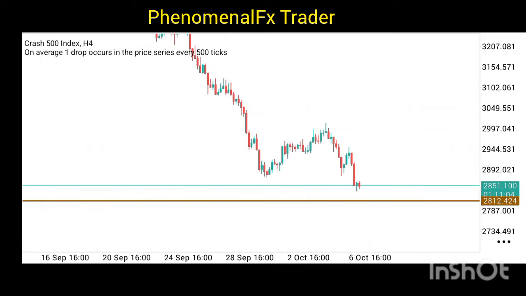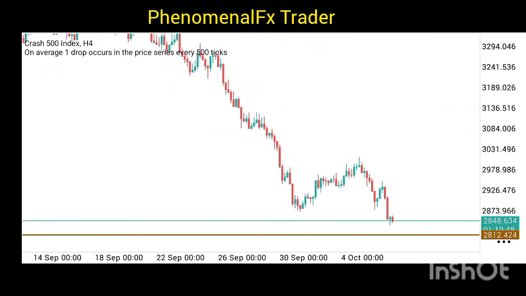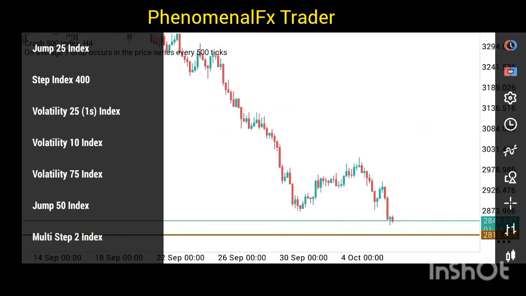All right, losses must come as long as trading is concerned. You must lose some trades, but you must remain profitable as long as you are applying a very good approach and strategy. All right, let's quickly look at jump 25 index.